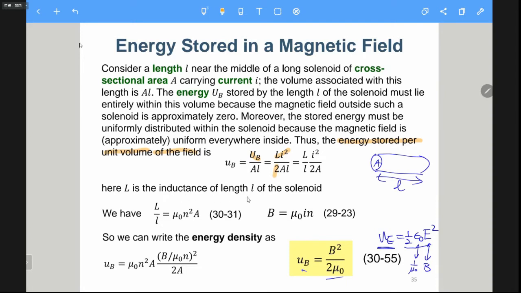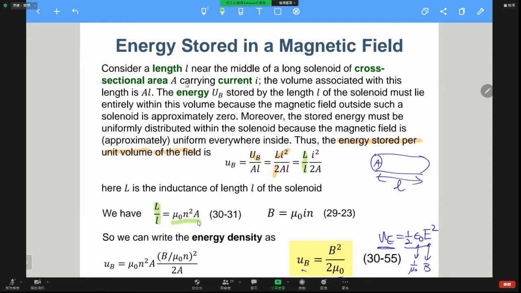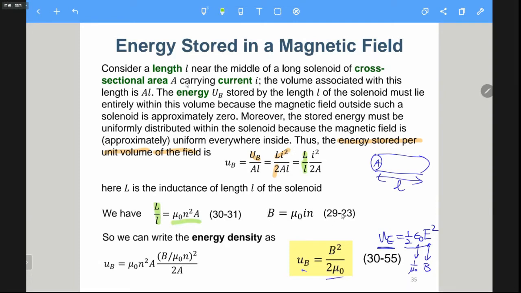Here capital L is the inductance, small l is the length. And actually, L over small l is mu naught n squared times A. I think we have derived it before. So we make use of this equation and plug it in here, so we have this green term to be this one. And then we also make use of this one, which is the magnetic field generated by the solenoid. We talked about this in chapter 29.